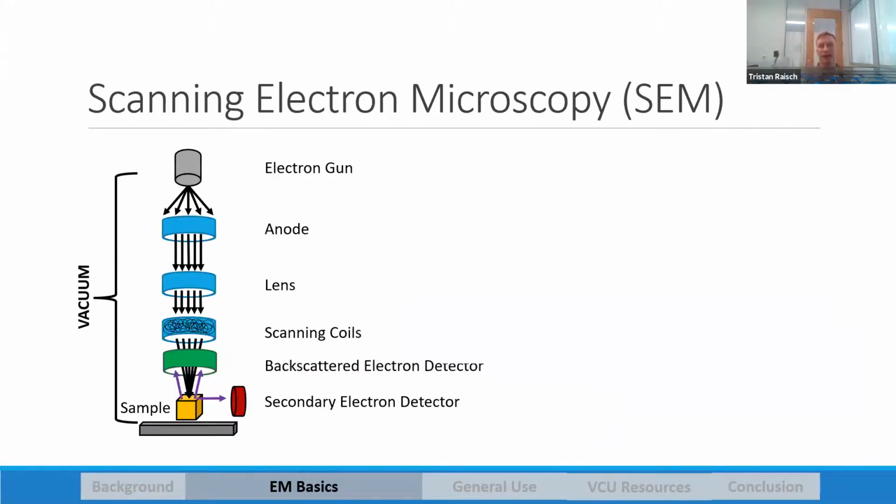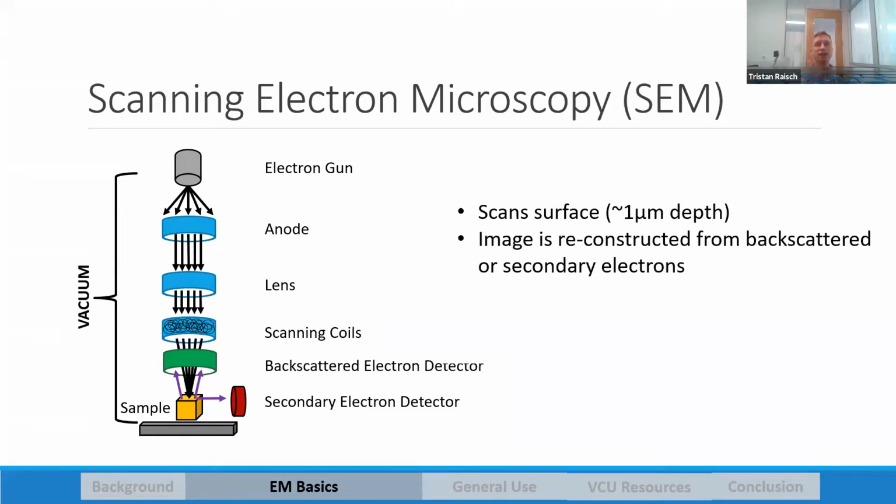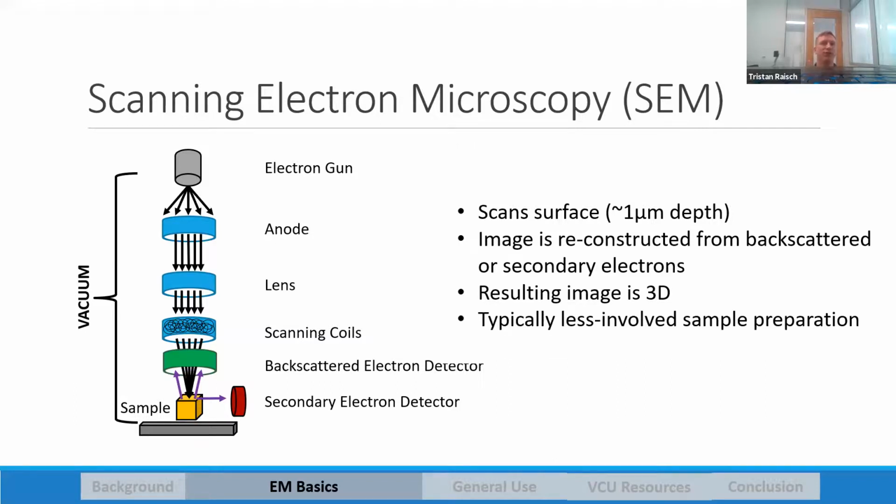Next, we'll move on to SEM, where again, we'll be scanning the surface of the sample down to a depth of maybe a couple of microns. The image is generated from backscattered or secondary electrons. Those are electrons that either directly bounce off of the sample from the electron beam or that are knocked off by the electron beam. The resulting image is a 3D reconstruction and has the advantage of not needing as involved a sample preparation process as with TEM, as the electron beam does not need to pass all the way through the sample, it just needs to bounce off.